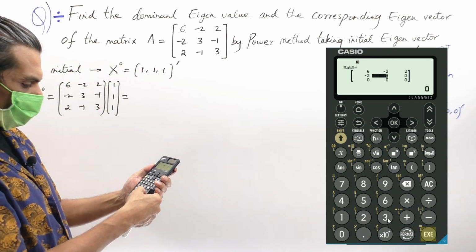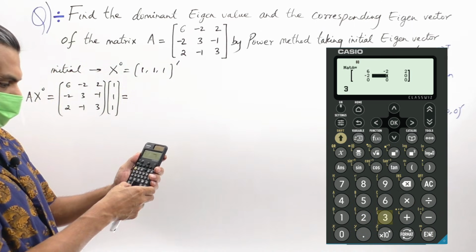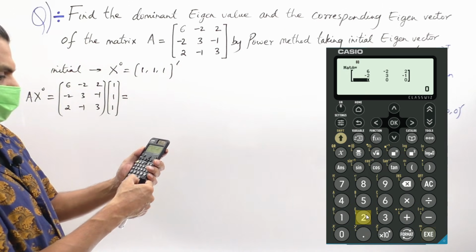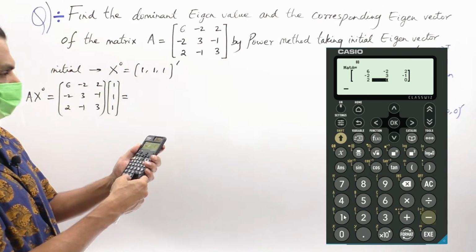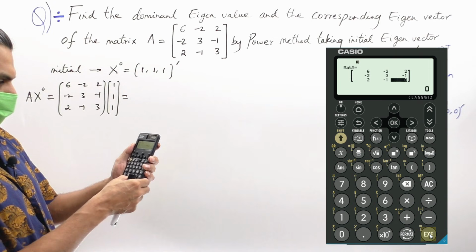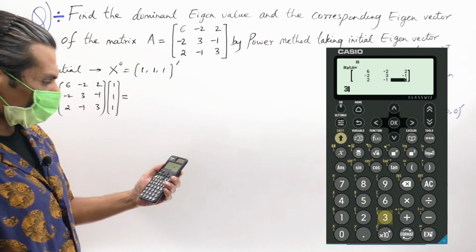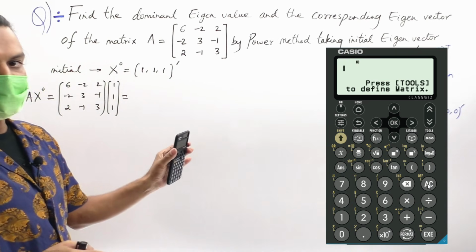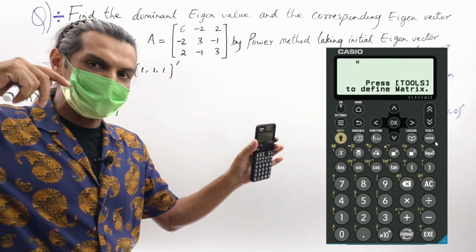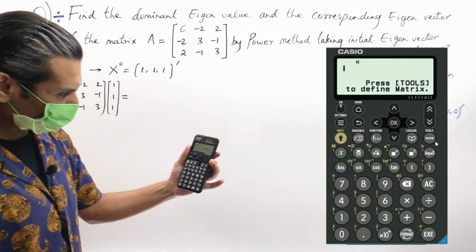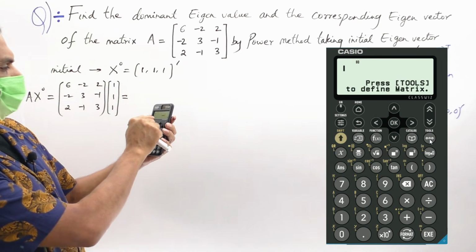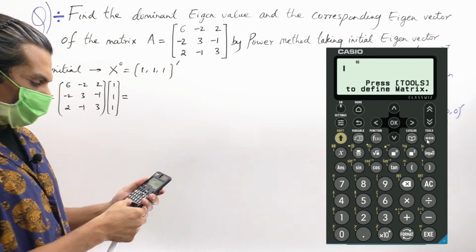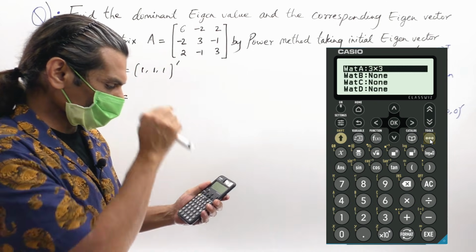So I'll enter all the values here. 6, execute, minus 2, execute, 2, execute, minus 2, execute, 3, execute, minus 1, execute, 2, execute, minus 1, execute, 3. Done. So verify again, because this matrix A will remain the same till you get the entire solution. So 6, minus 2, 2, minus 2, 3, minus 1, 2, minus 1 and 3.